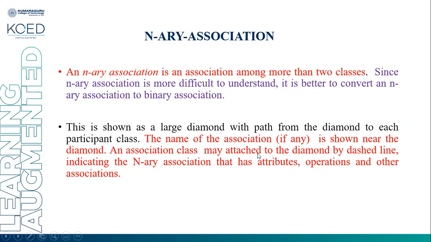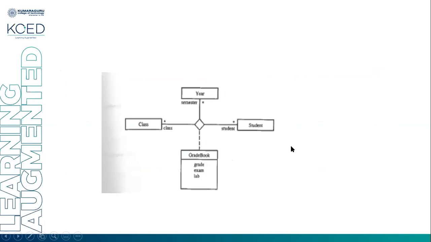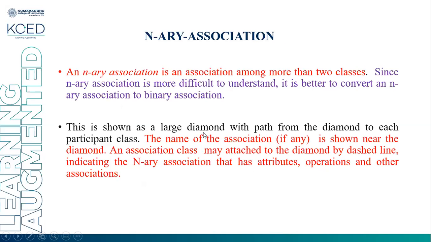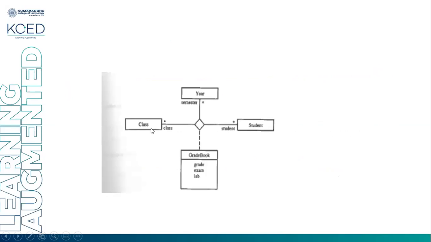And the association class may attach to the diamond by a dashed line. The association class may attach with the dashed line, and we will have an association class, or the name will be very near to the diamond. Otherwise, if we don't have a class, the name, gradebook, will be placed very near to the diamond symbol. An association class may attach to the diamond by a dashed line, indicating another association that has attributes, operations, and other associations.